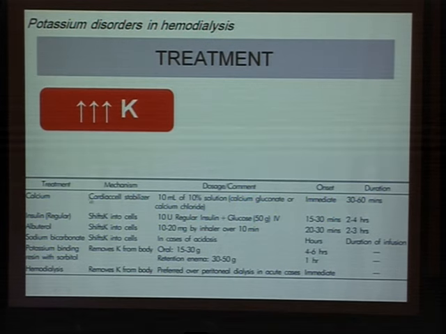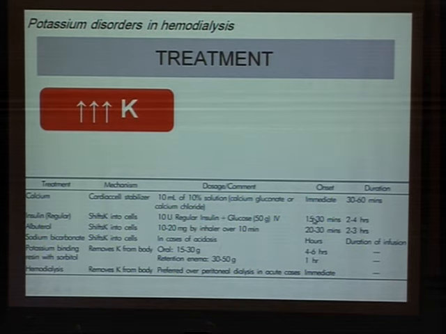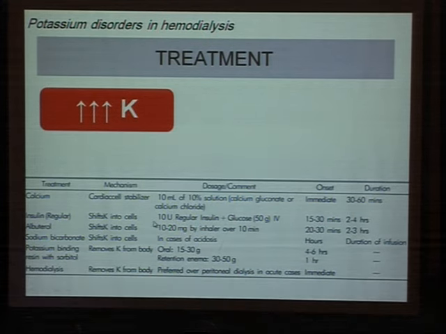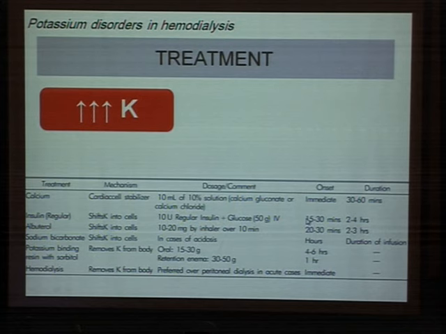Regarding treatment of hyperkalemia, we should note that some treatment forms work immediately, like IV calcium. Some work in about 20 minutes, like beta stimulants, and some need hours to work, like sodium bicarbonate and cation exchange resins. Of course, the best treatment is hemodialysis.